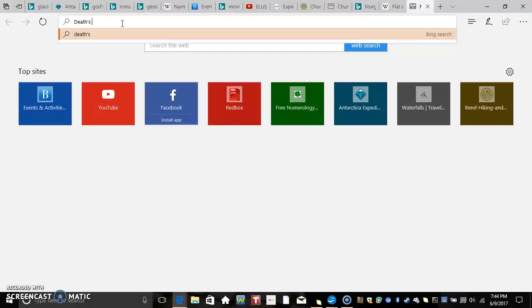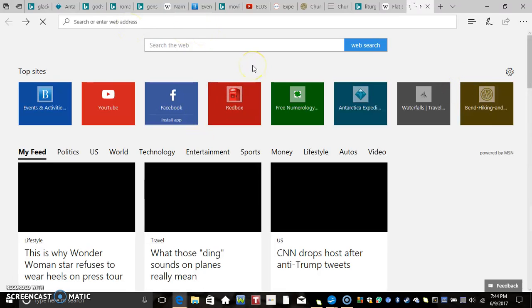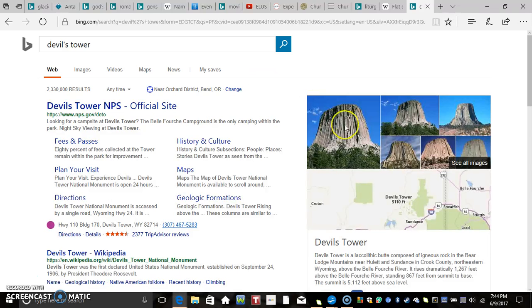Put that grammatically correct here. Devil's Tower. There we go. Correct for Devil's Tower. See if we can find a Devil's Tower picture for us real quickly here. Come on, computer. There it is.